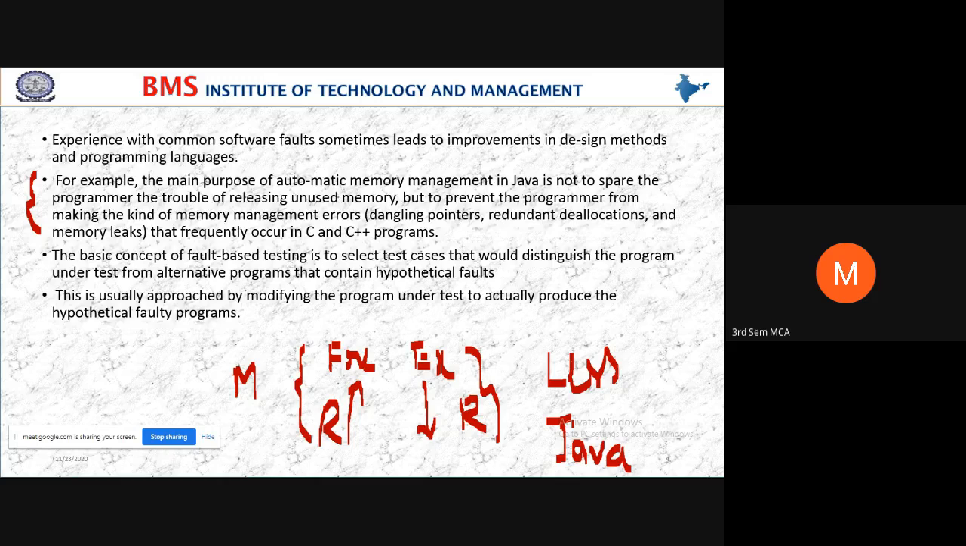The basic concept of fault-based testing is to select a test case that would distinguish the program under test from alternative programs that contain hypothetical faults. The basic concept is to select the test cases to reach our hypothesis. If the test case is wrong, then even our hypothesis will get faults. This is usually approached by modifying the program under test to actually produce the hypothetical faulty program.